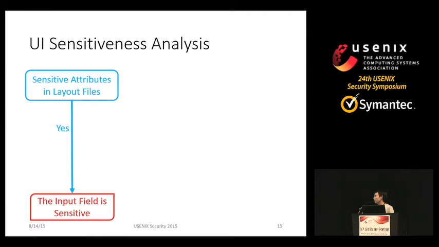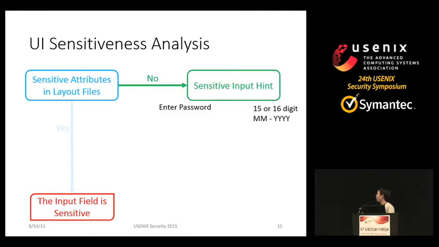But if the sensitiveness cannot be determined, SUPOR inspects the input hints of the input field. In some apps, the users are prompted to enter a password, and in our previous example, the hints tell the user how to enter the data. If the hint contains a sensitive keyword, then the field is sensitive.